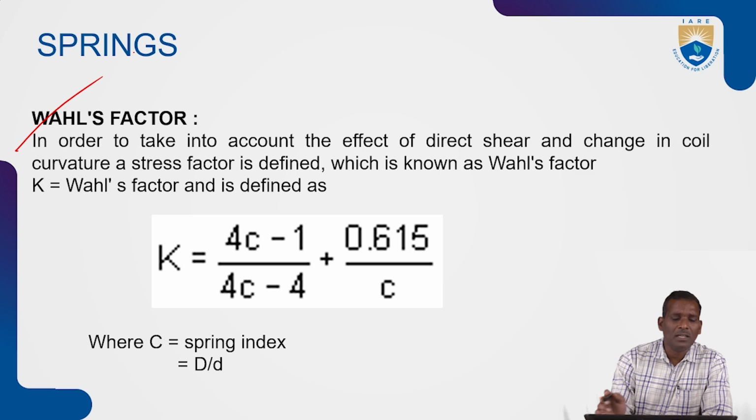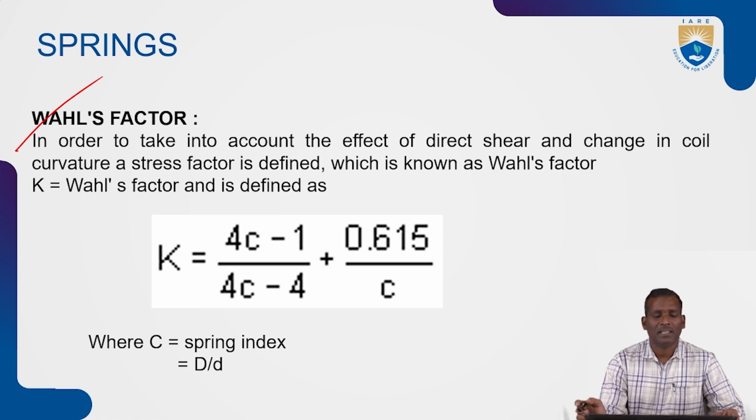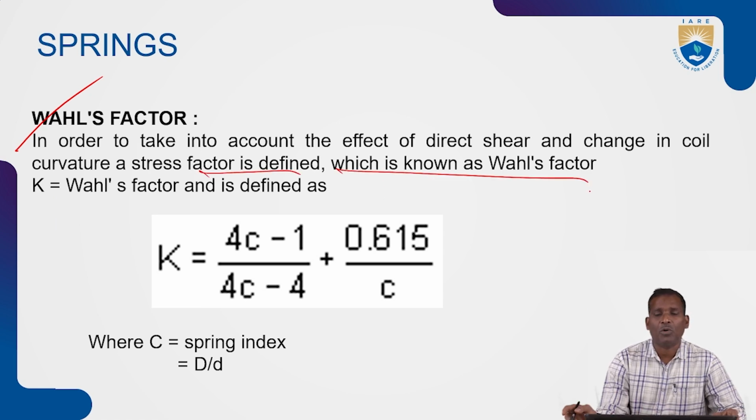Next one is Wahl's factor, also called Wahl's stress factor. What is this? In order to take into account the effect of direct shear, as I already told you in the starting slides, due to the direct load, direct shear stress will be induced. We are not considering it because it is a very small value. So, to take into account the direct shear stress and the change in coil curvature, a stress factor is defined, known as Wahl's stress factor.